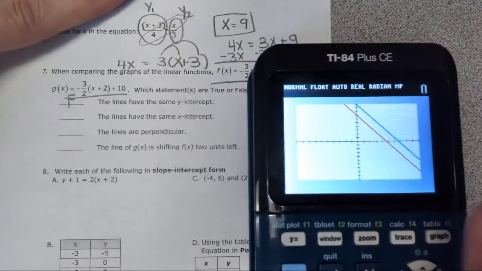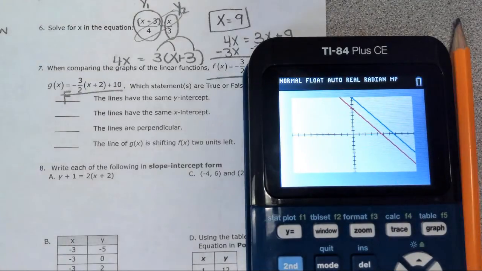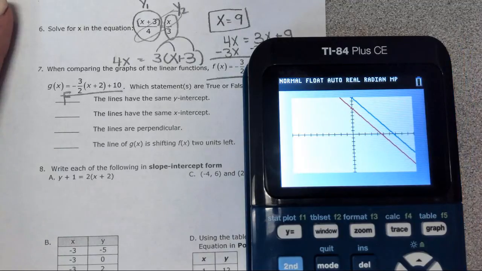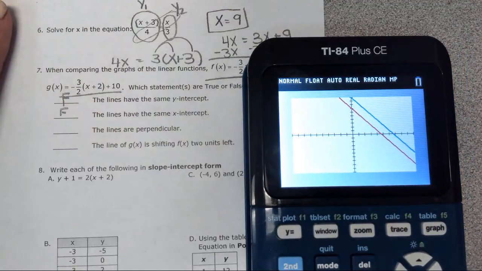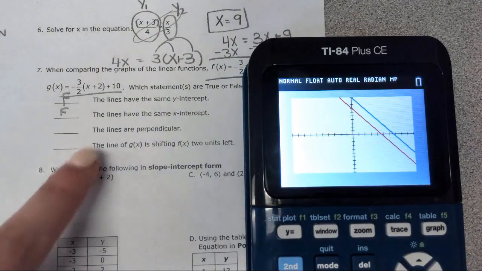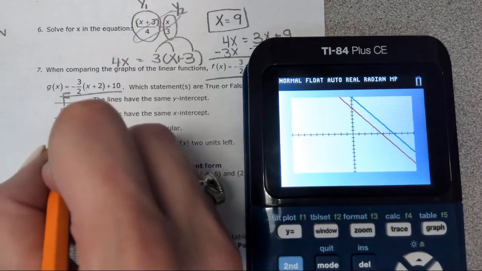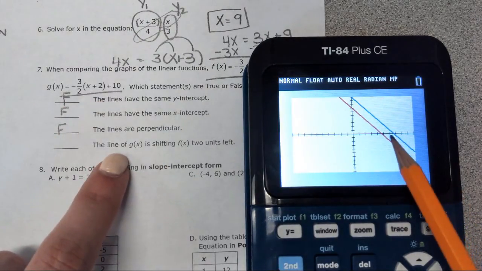Okay, they have the same x-intercept. Looking at the graph, this is crossing here, this is crossing here. So no, they do not have the same x-intercept. That's false. Okay, the lines are perpendicular. I'm sorry, that is definitely not crossing at a right angle. That's false.